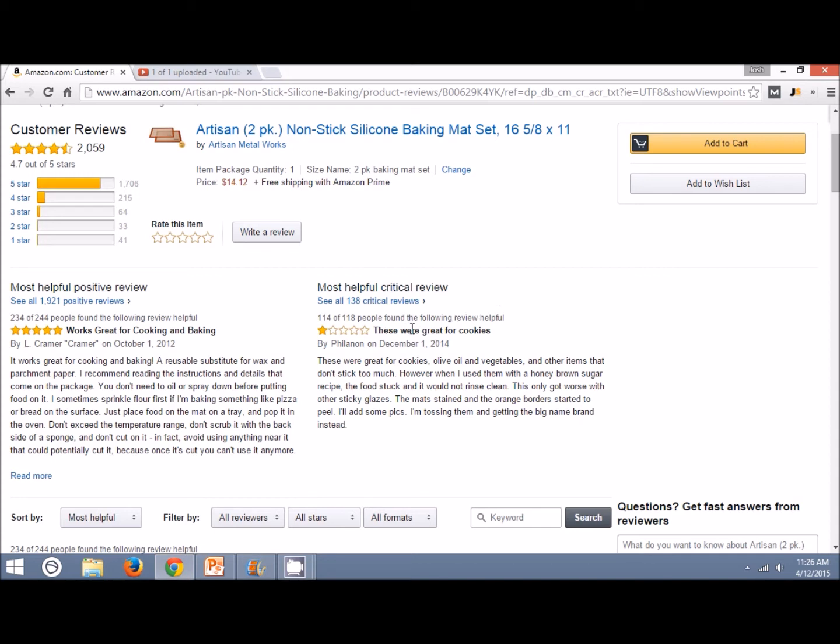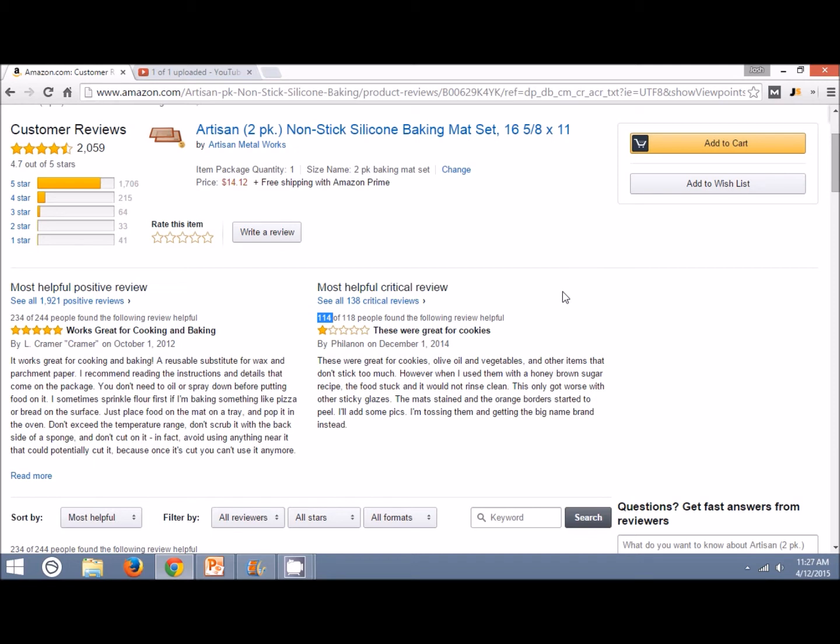It says these were great for cookies. 114 out of 118 people found the following review helpful. So at least 114 people agree with this review right here. So let's just read it real quick. These were great for cookies, olive oil, and vegetables, and other items that don't stick too much. However, when I used them with a honey brown sugar recipe, the food stuck and were not rinsed clean.